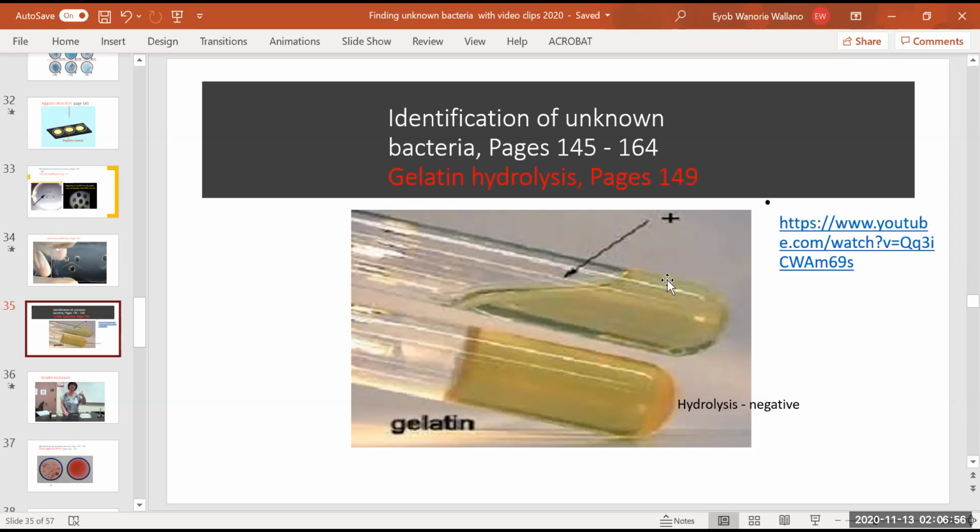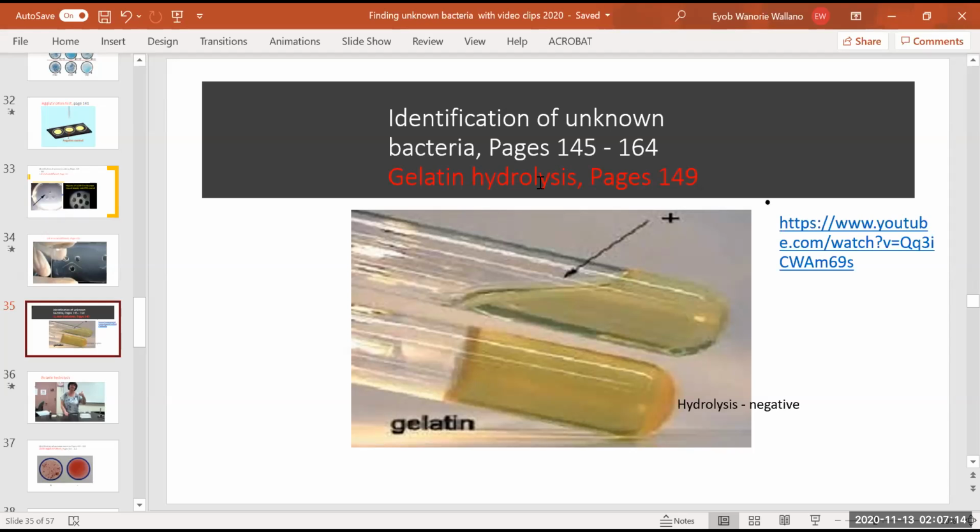Look now. Here, the very interesting thing which we need to know is gelatin hydrolysis. It means certain bacteria have the gelatinase enzyme. That gelatinase enzyme is going to break down the gelatin.